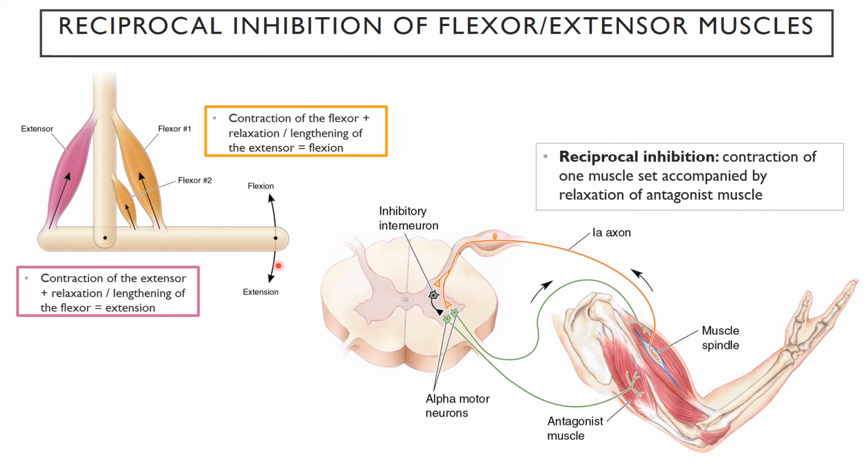There is reciprocal inhibition that allows for this to occur. You can't have both of these contracting at the same time. If you have the flexor contracting, the extensor has to relax. If you have the extensor contracting, the flexor has to relax in order for this to work. There is control within the spinal cord that allows for this to occur. And it is a combination of proprioceptive feedback that allows this to happen.